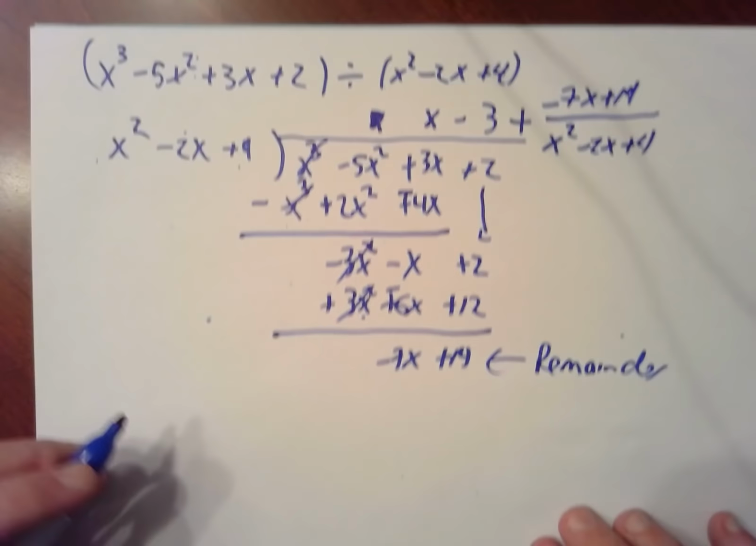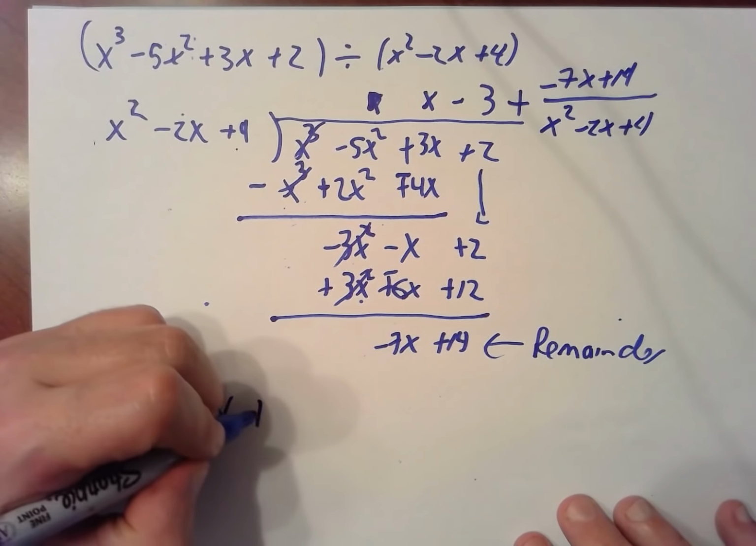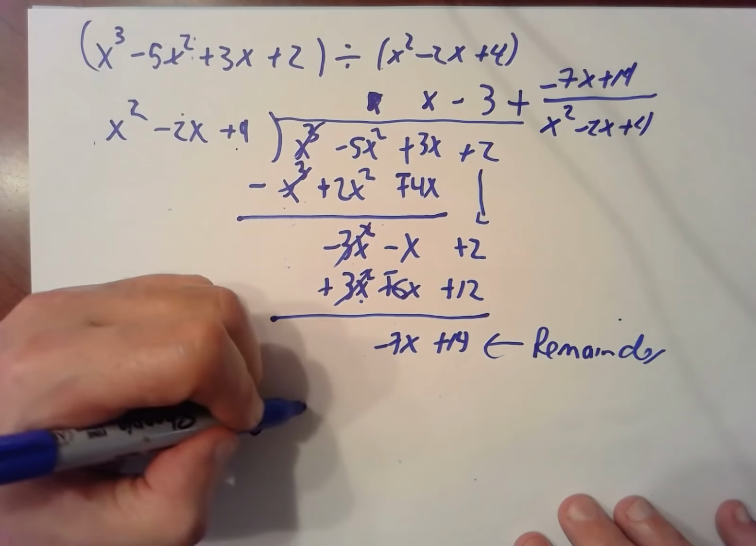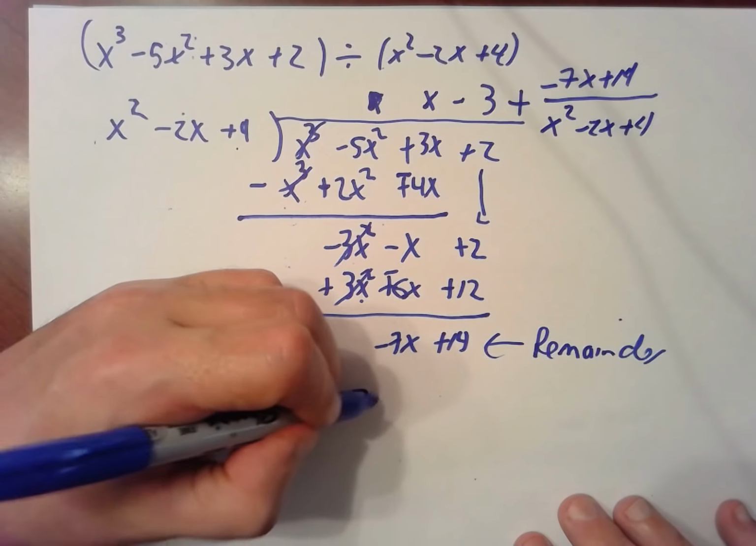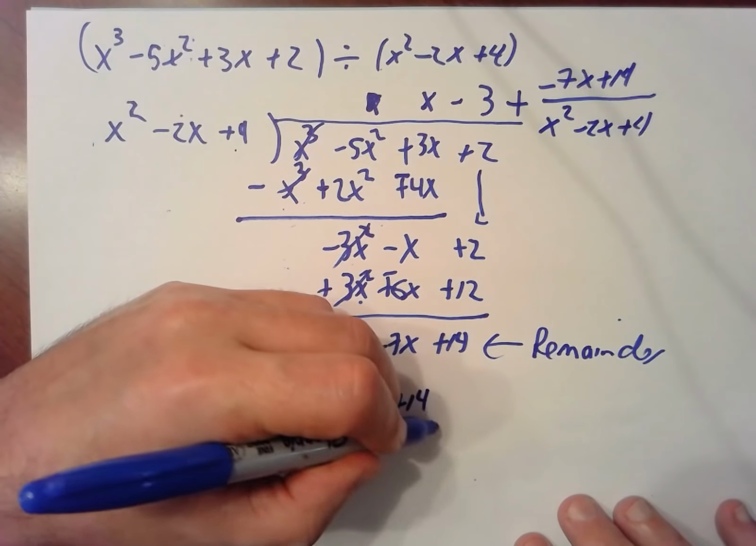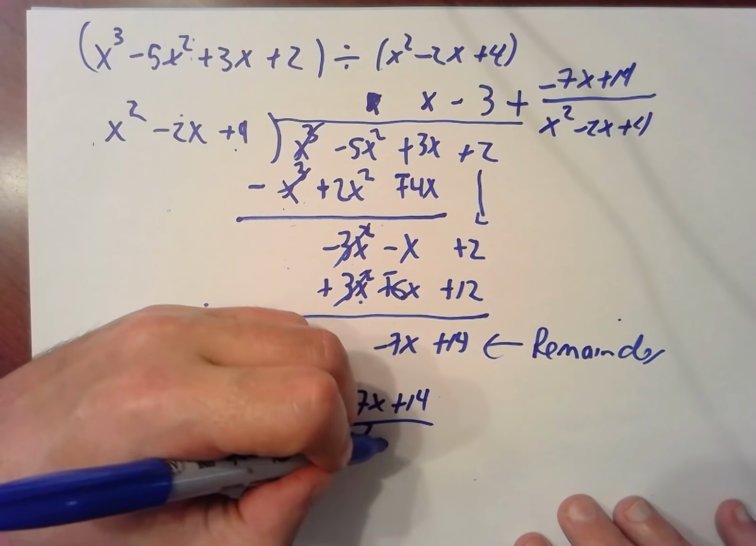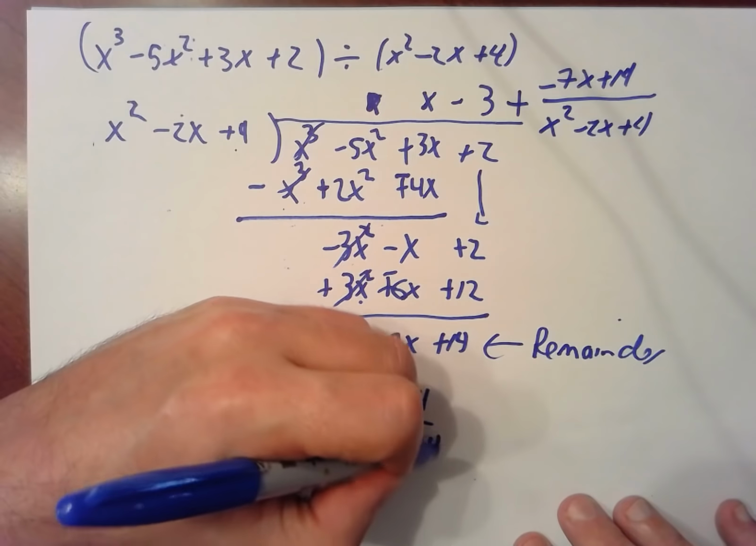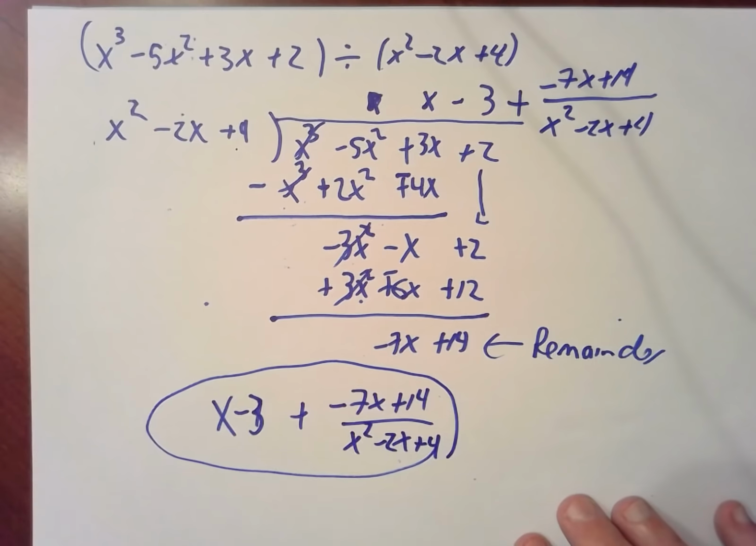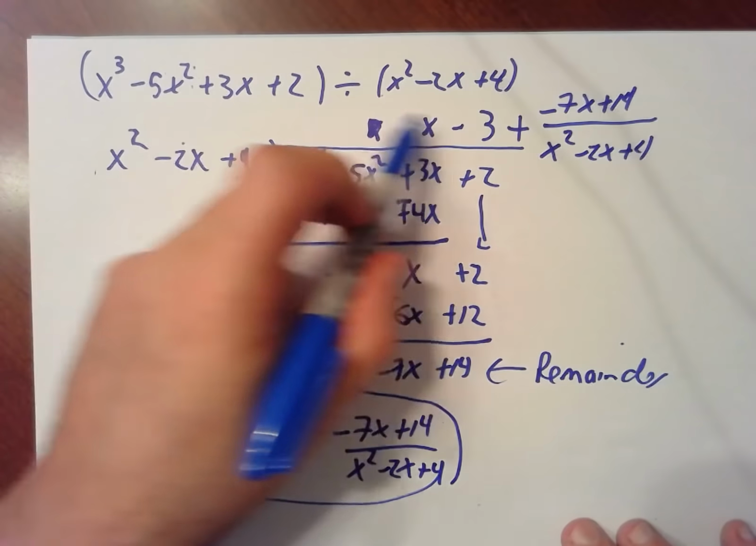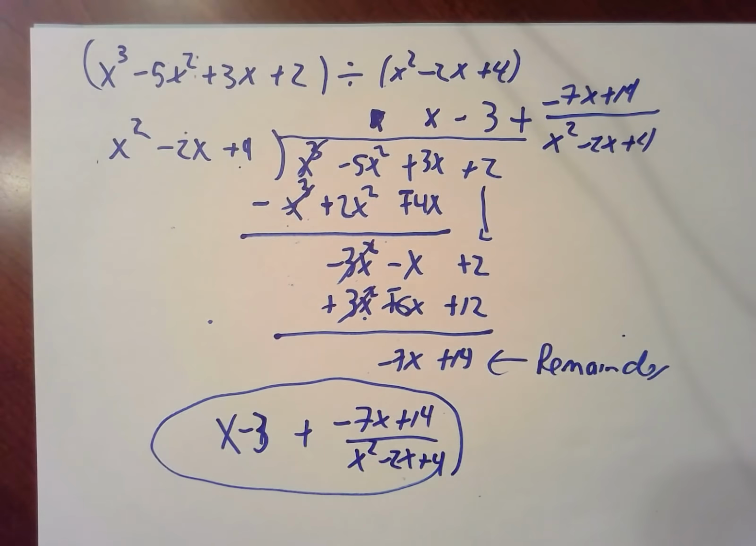So my final answer, if I wanted to write it just independently, would be x minus 3 plus this fraction, that's what this divided by this is. Okay, that's polynomial division. You probably want to practice it a bit.